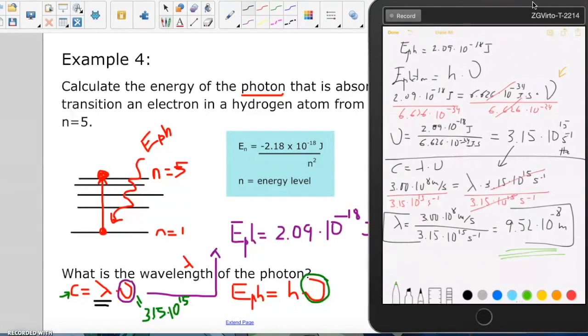So again, if there was any confusion, what we have done first is to calculate the energy of the photon by subtracting the energy of the electron in two energy levels, level 1 and level 5, so E5 minus E1. That would be the energy of the photon. Once we know the energy of the photon, we can calculate the frequency using the equation that relates the frequency and Planck's constant to the energy of the photon. And once we know the frequency, we can use this last equation that relates the frequency and the wavelength to the speed of light, and we have solved for the wavelength.